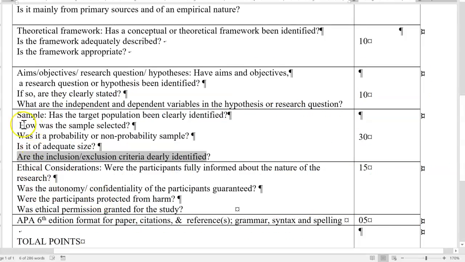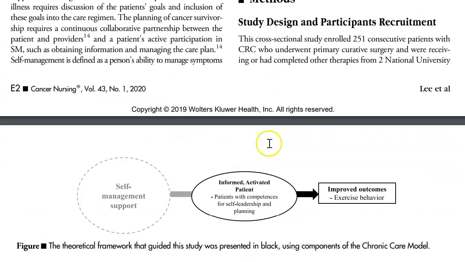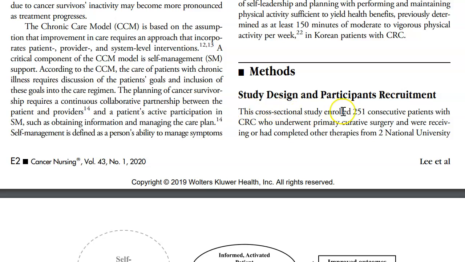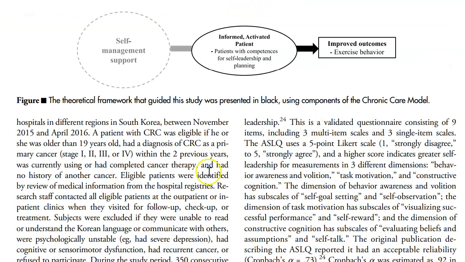Now, how was the sample selected? Well, in this case, what they said was 251 consecutive patients. So what they did was they took the next 251 patients who showed up who met the criteria during this time frame. Does that make sense?